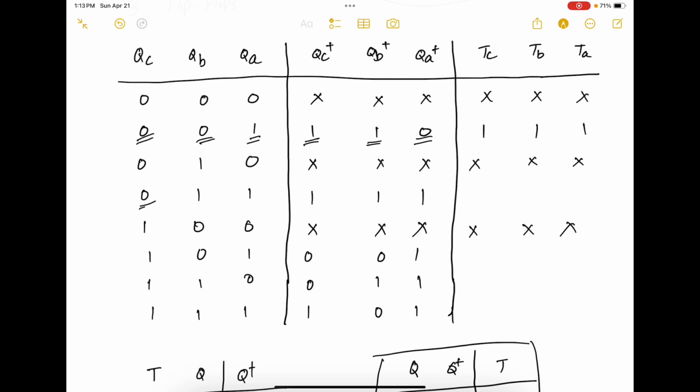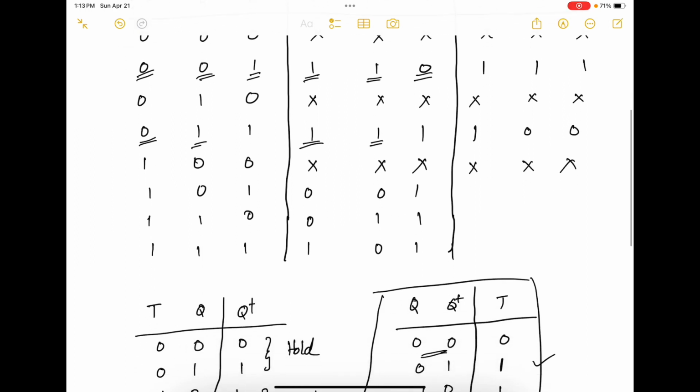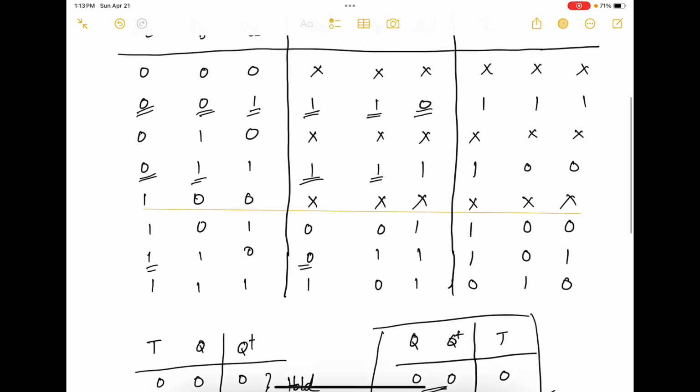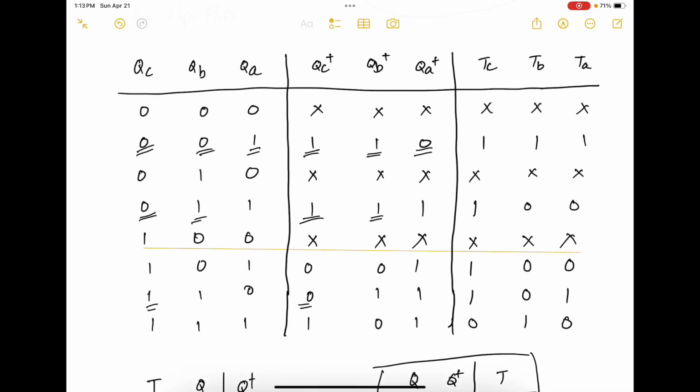Let's look at this one here. QC is 0, QC plus is 1, so that's toggle. And QB is 1, QB plus is 1, so that's no toggle. Same for this. Let's keep going. This is a toggle operation, non-toggle and non-toggle. Similarly, this is a toggle operation. Next is a non-toggle, and the next one is a toggle. Non-toggle, toggle, and non-toggle. So this is how you can construct the excitation table.